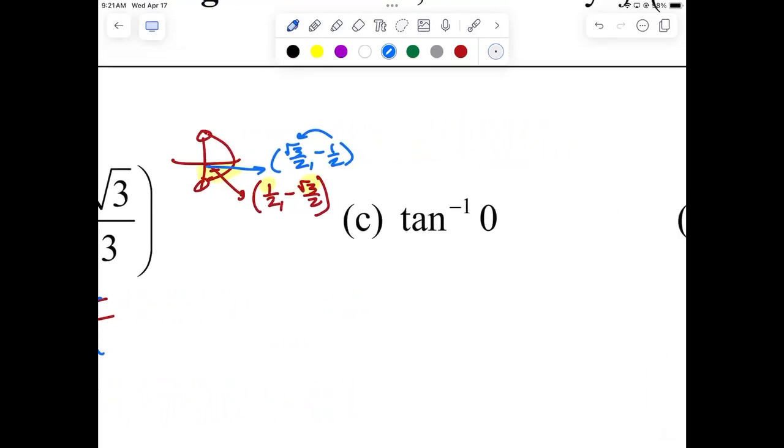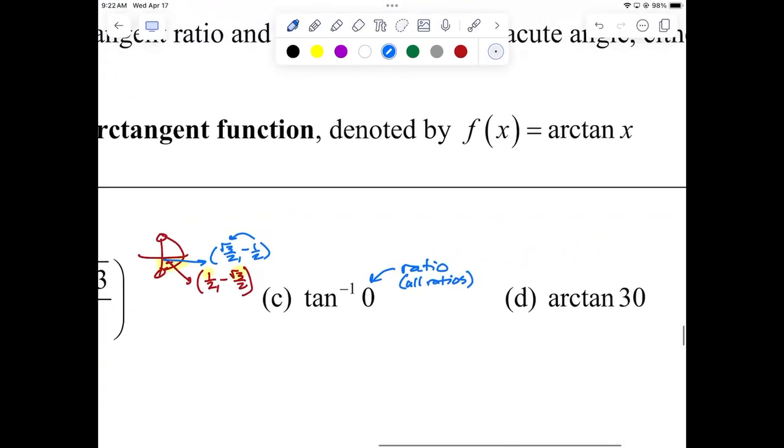Inverse tangent of 0. Look, first of all, it can't be D and E because this is a ratio. And what are the allowable ratios for arctangent? All ratios are allowed. So it's a legal ratio. But we're looking for the angle. We're looking for the angle where the tangent is 0. It's 0.